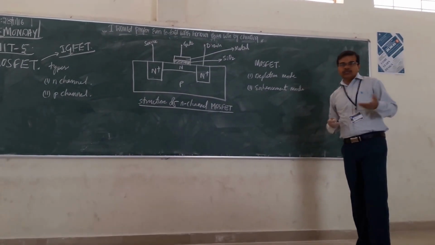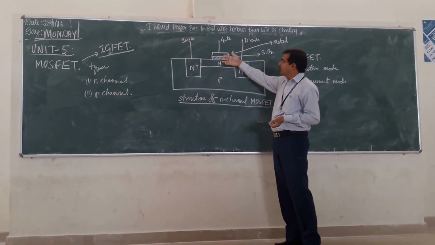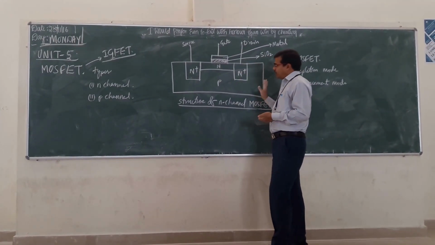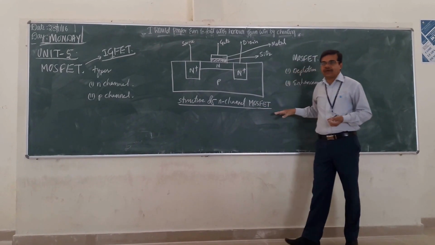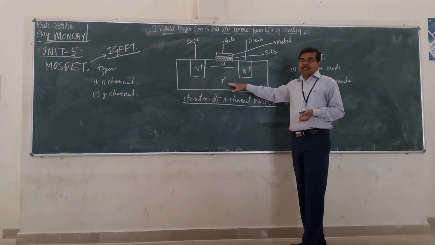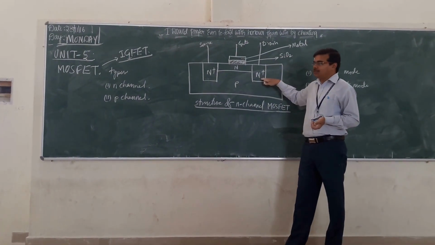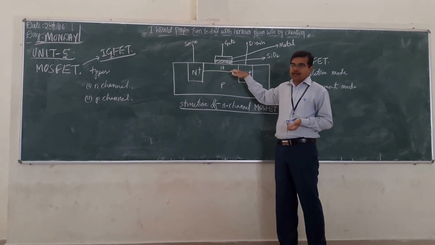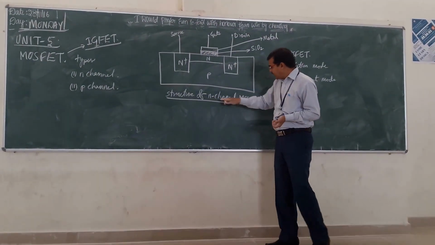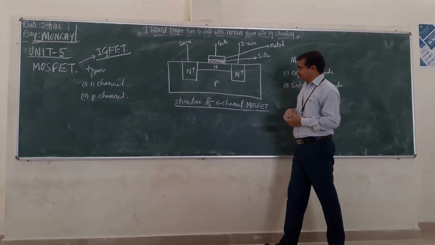SiO2 is just sand. So we are insulating your gate from your source and drain. If you look at the structure of your MOSFET, from the structure point of view, we have P-type material. In that P-type material, we have N+, and this is your N channel. So this structure is for N channel MOSFET.